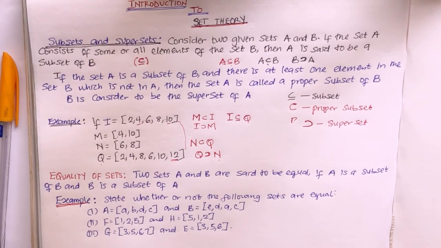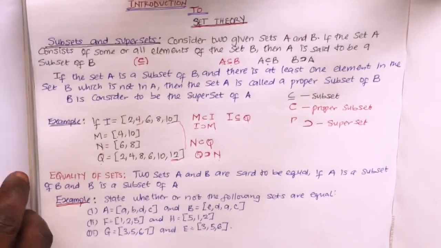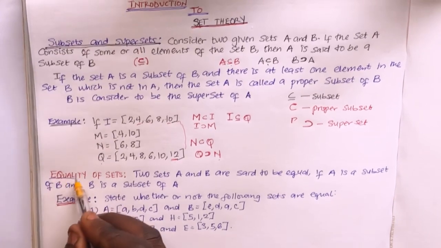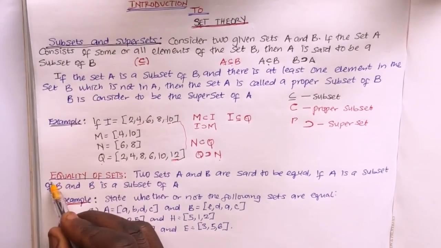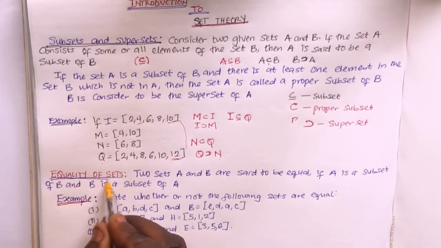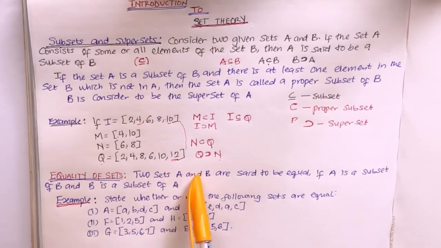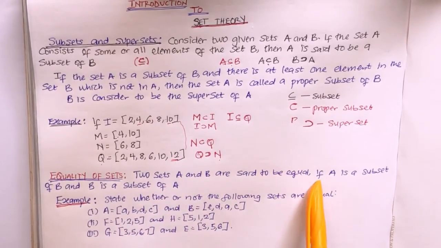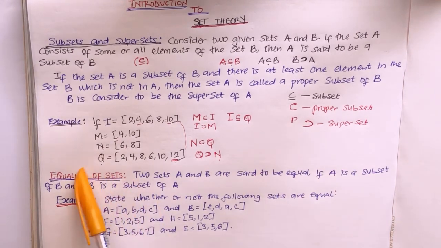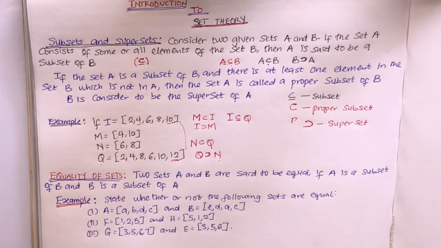Now let's move to equality of sets. If I'm talking about equality of sets, that means set A must be equal to set B. That's what I mean by equality of sets. Two sets A and B are said to be equal if A is a subset of B, and B is a subset of A. That is, both are subsets of each other. That is, both are equal to each other.